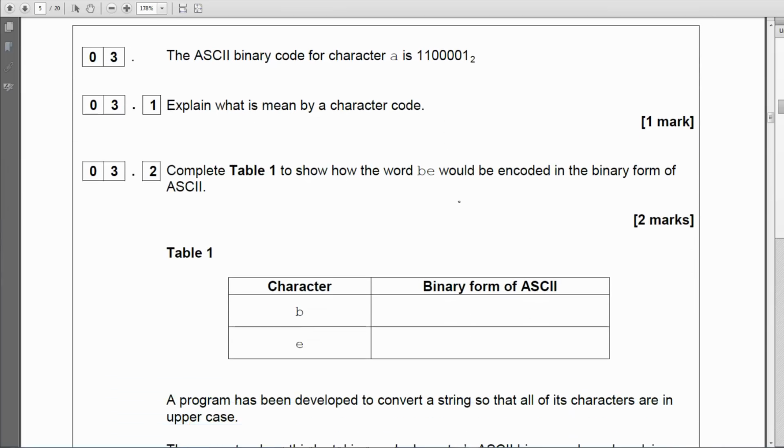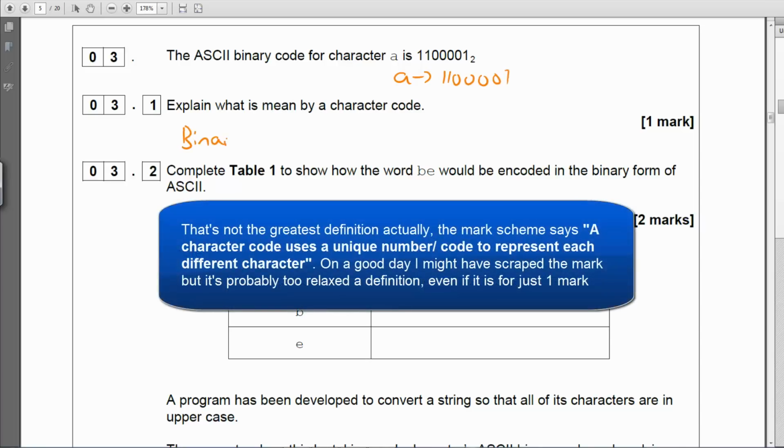Question 3 starts off by asking us about ASCII. Explain what's meant by character code. A character code is a binary representation of a character. So it's saying, like, A is represented by this binary number. It's a binary representation of a character.